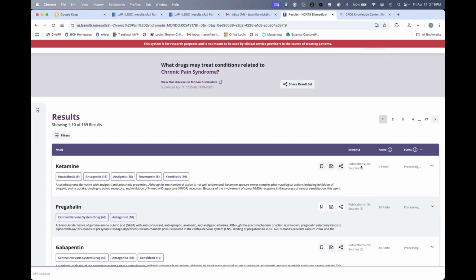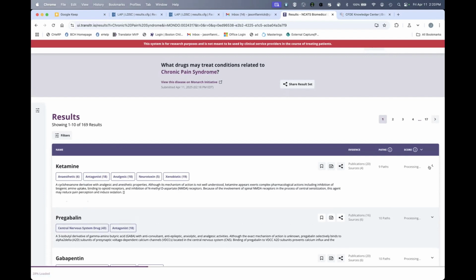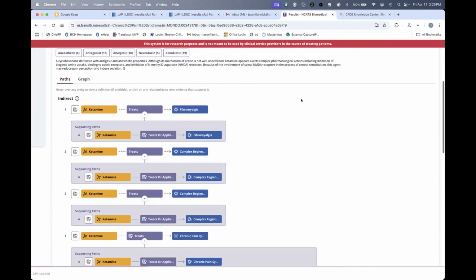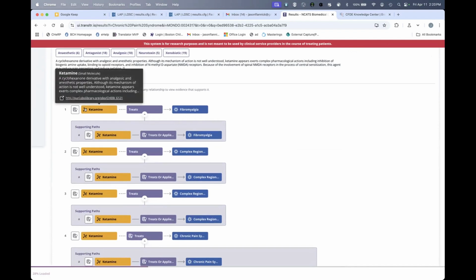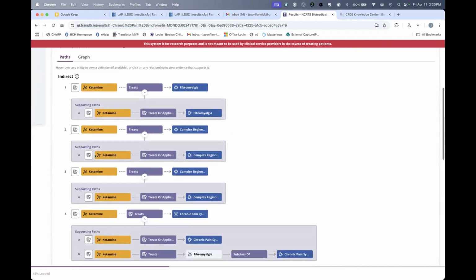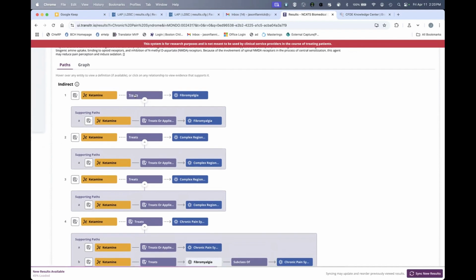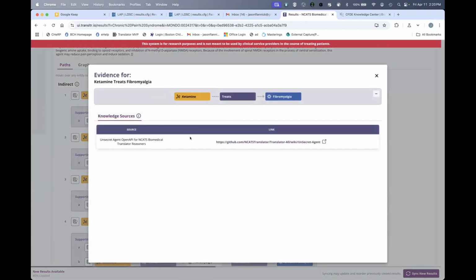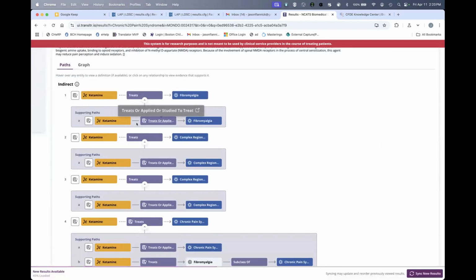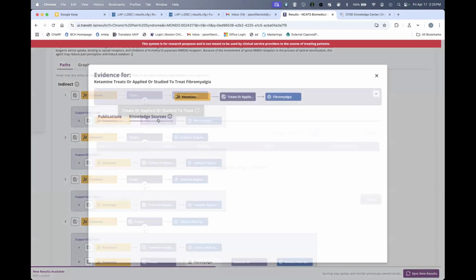Okay, so right here, this is giving you evidence for this assertion that ketamine can treat chronic pain syndrome. And this is telling you the reasoning paths and the publications and sources. So if you unpack this, you can see that there are what are called indirect edges, multiple of these paths that are supporting it. And if you click on each of these, you'll get information into the provenance. So this particular assertion came from one of the ARAs that's called unsecret agent. And then you can drill down even further and see what evidence sources unsecret agent used for this.